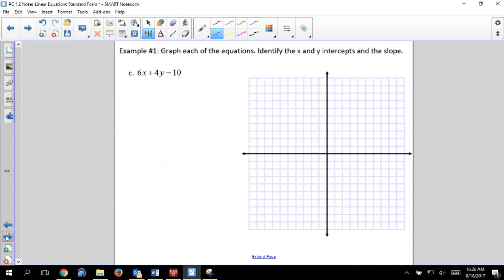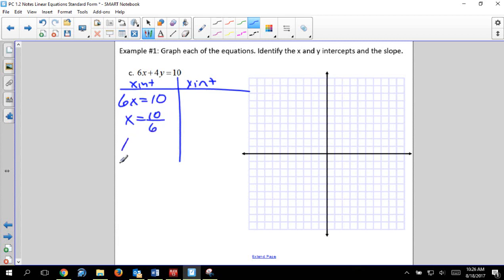C is 6x plus 4y equals 10. Let's find our x and y intercepts. So x-intercept, we're going to make y 0, so 6x equals 10. So x is 10 over 6. Reduce it, 5/3.